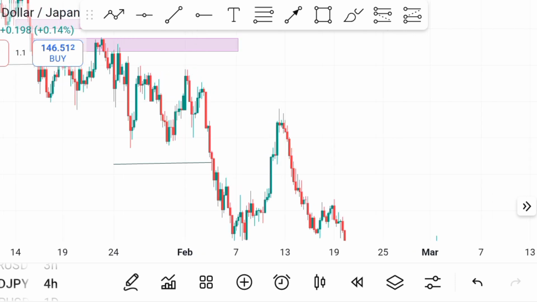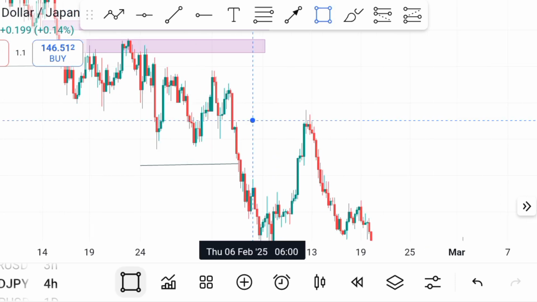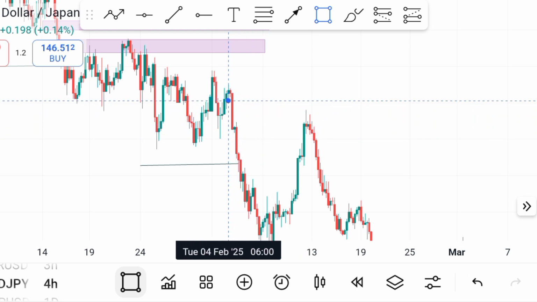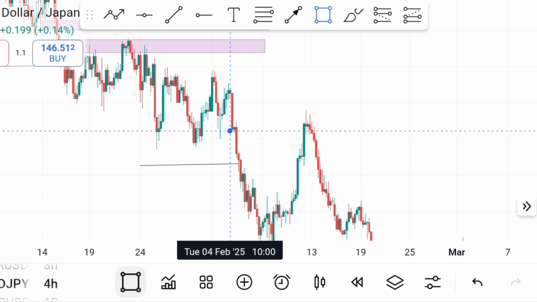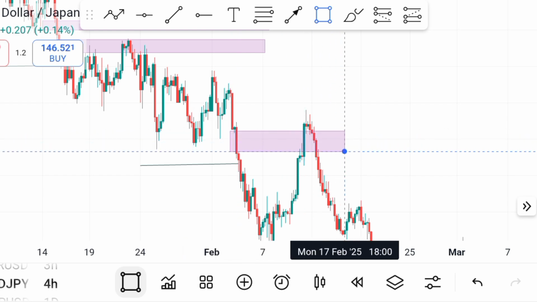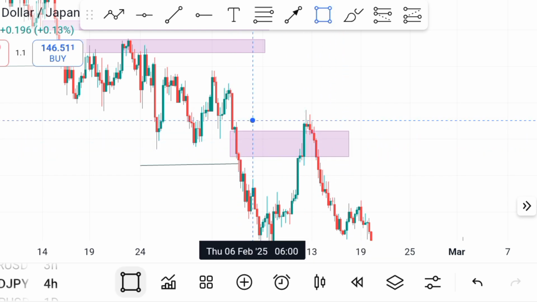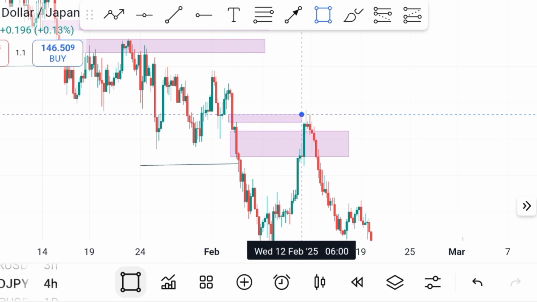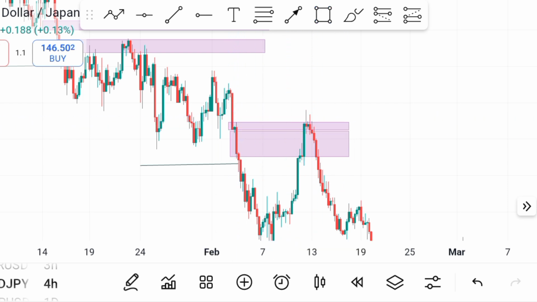In your premium zone, what do you look at? We look at a fair value gap and an order block. So now there is an order block, there is a fair value gap right here. Then there is an order block right here. So now remember, the market might come to your fair value gap and use it as liquidity, then it goes to the order block and it moves.